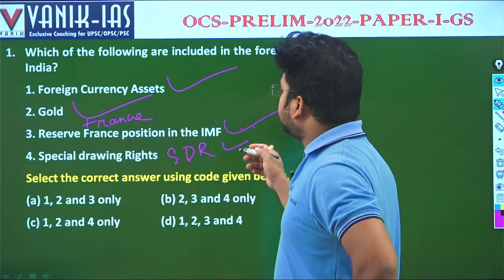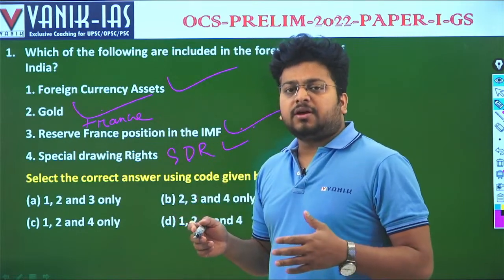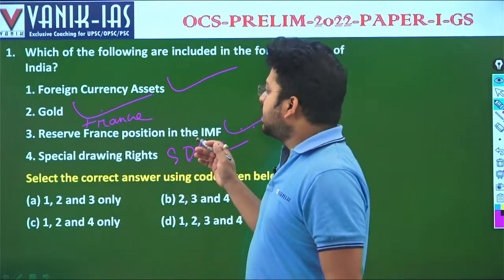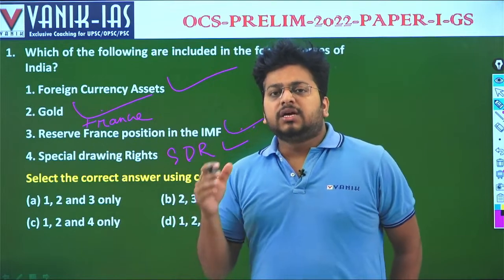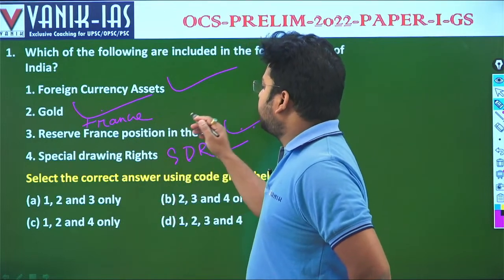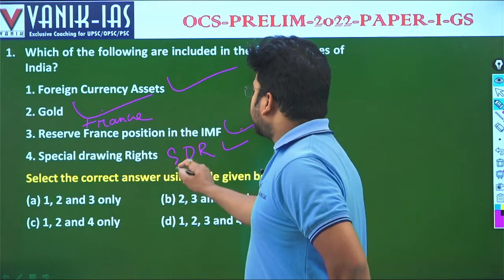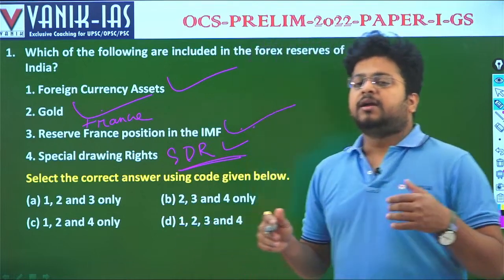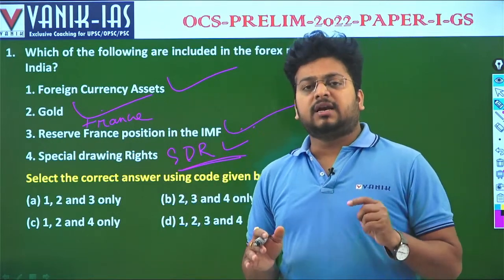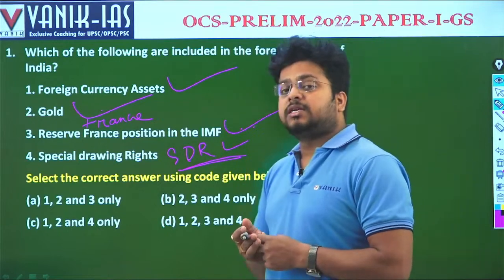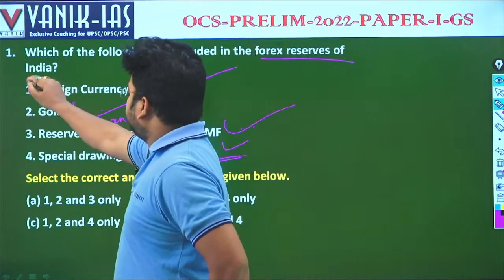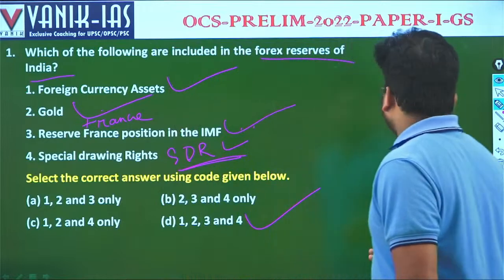Now reserve tranche position in the IMF means the portion of currency that each member country needs to give to the IMF, that portion of quota, that is called reserve tranche. It may be considered like a service charge. Every country will pay some amount to the IMF. Special drawing rights, SDR, is not a currency, it is just a claim on international currency. Not all currencies are SDR. Some recognized currencies are SDR, like dollar, renminbi of China, sterling, yen of Japan. All these types are included in the Forex Reserves of India. So 1, 2, 3, 4, all the options are right here.